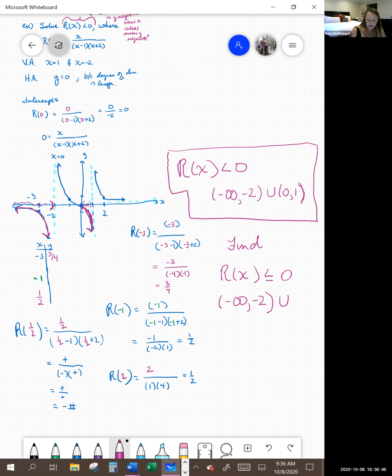Union. But notice that this x equals 0, that does set the whole equation equal to 0. And so that is a solution. So we do include it. 0. So we have a bracket 0, comma. But again, vertical asymptotes, it's not part of our domain. X can never be 1. So when we say all values where this graph is below the x-axis, it's till you hit 1, but not including.